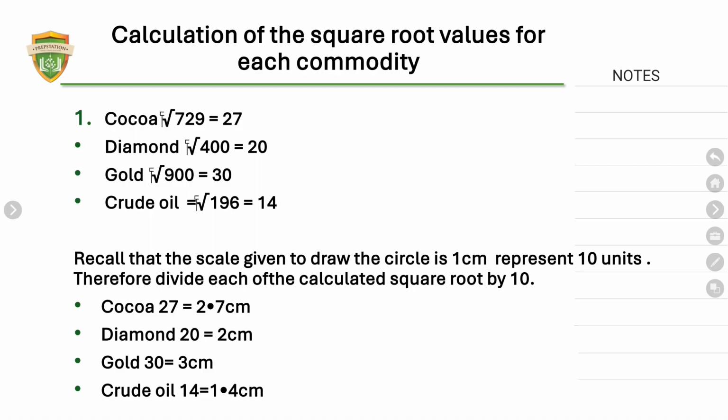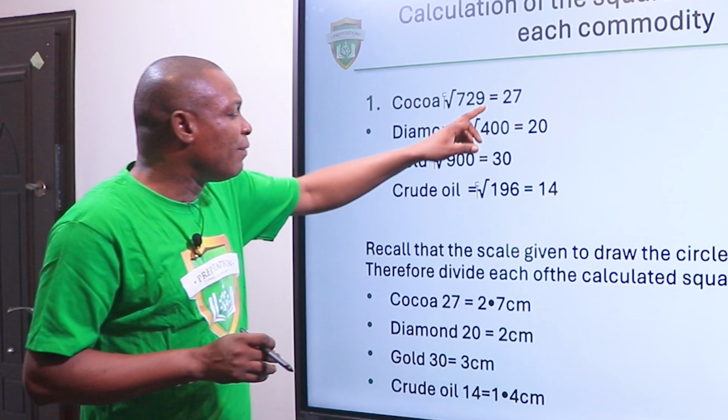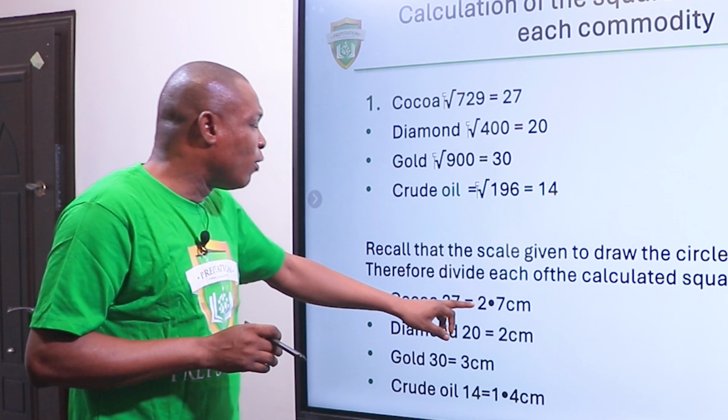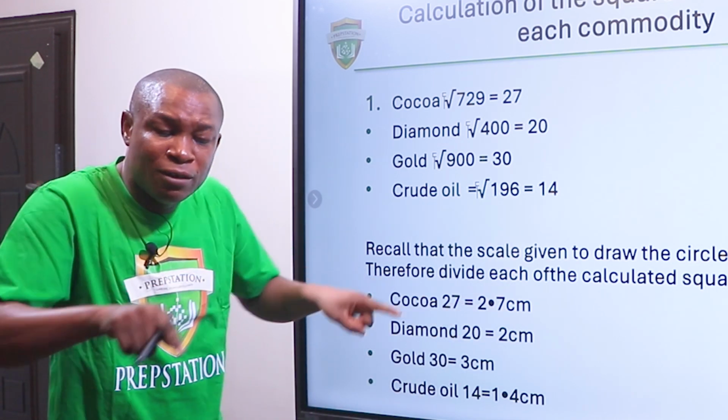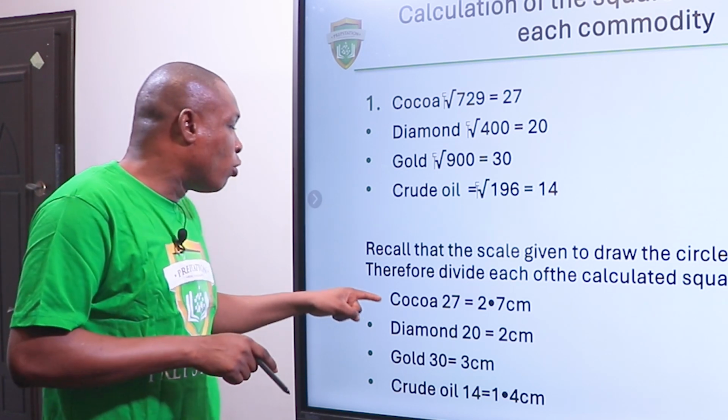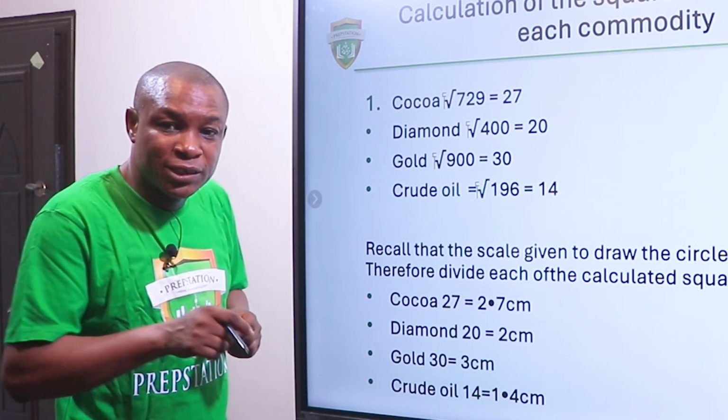Now recall that we were asked that 1 cm represents 10 units in the proportionate circle. So for each of these calculated square root values, we are going to divide it by 10. So 27 divided by 10 will give us 2.7 cm. So that means our circle radius for cocoa should be 2.7.